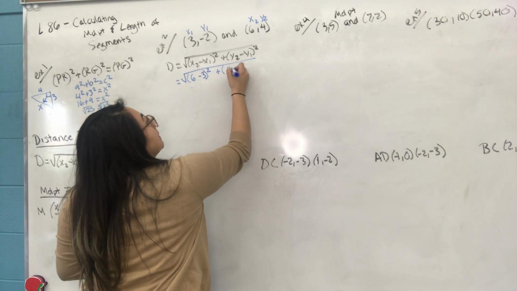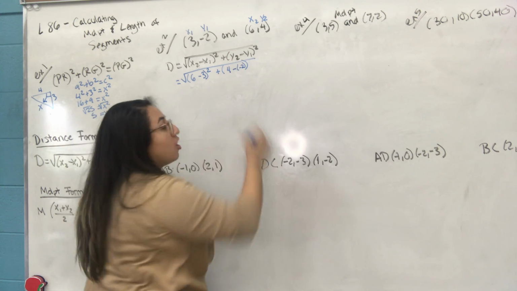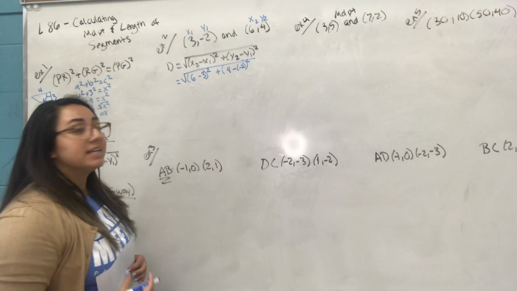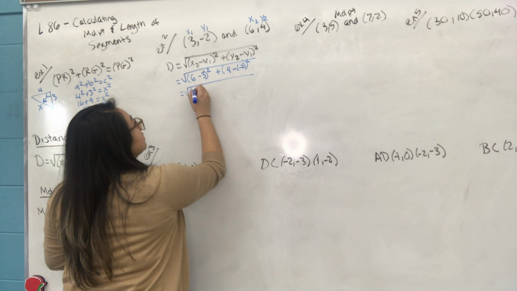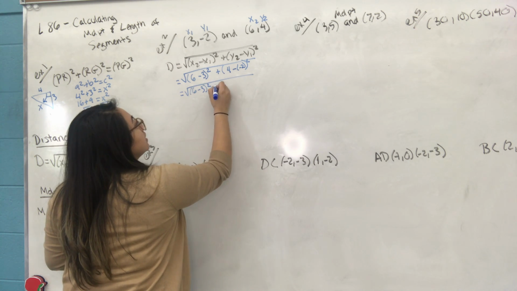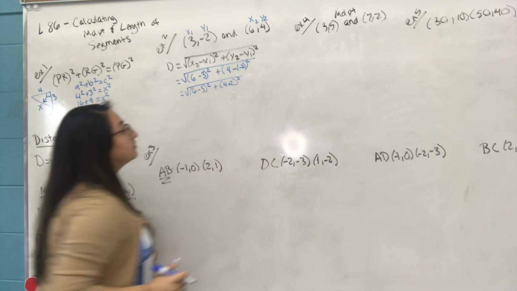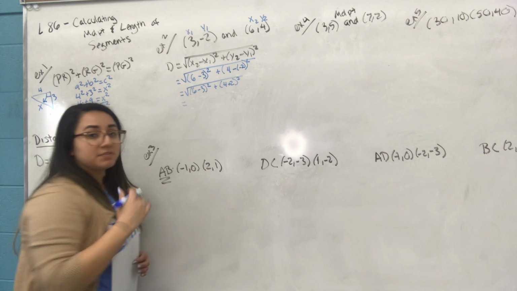Y2 is 4 minus y1. Whenever you have negatives, always put parentheses on them. So it's 4 minus negative 2. If I were to rewrite this and make it even simpler, I have 6 minus 3 squared plus 4 plus 2 squared, in the square root of everything. I'm bringing the square root down every time I simplify my steps.